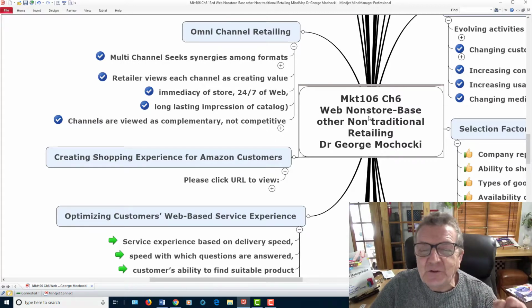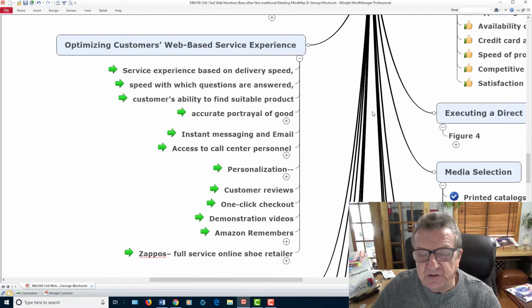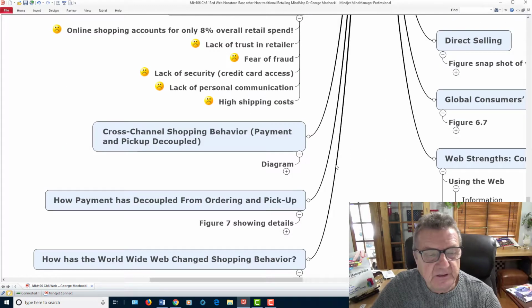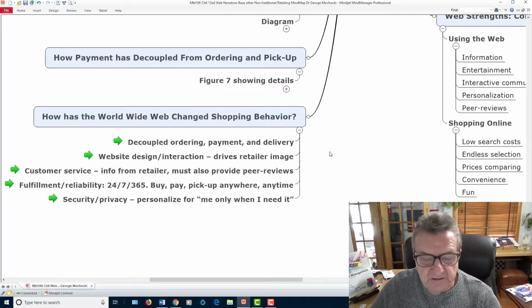All right? So the web is another way of doing it. Make sure you know the difference between web and, for lack of better words, the internet. Make sure you know the different selections here on the web, the different cross channels.